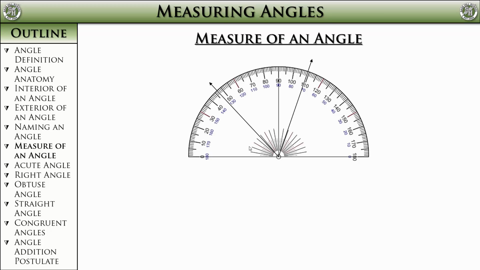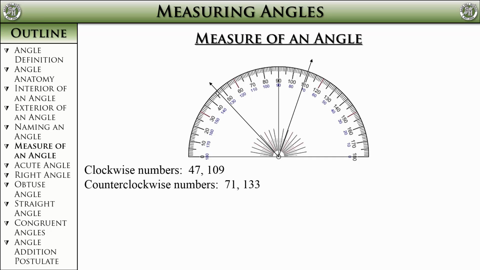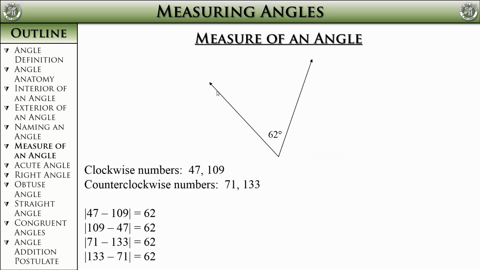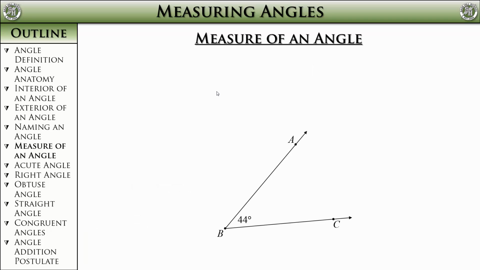We can use the clockwise numbers, which in this case come out to 47 over here and 109 over here. Or we can use the counterclockwise numbers going this way, which says it should be 71 and 133. Then you can subtract one from the other. Take the absolute value so that you always end up with a positive number, and the resulting answer is always the same and always the size of the angle. The protractor postulate says just choose whichever way you like, you'll always get the right answer. The protractor postulate is not that important to remember, and it's not very practical, but it is the third way to use a protractor.